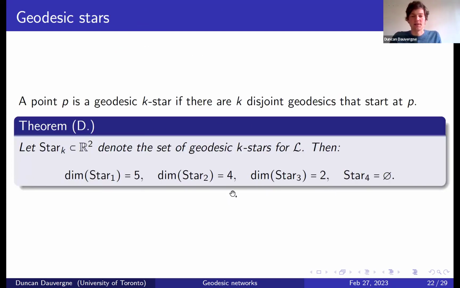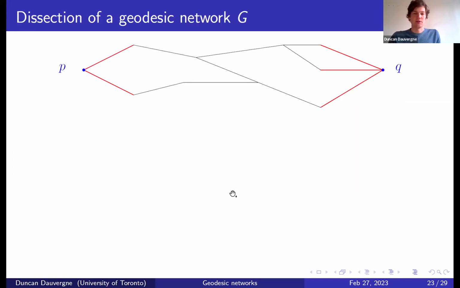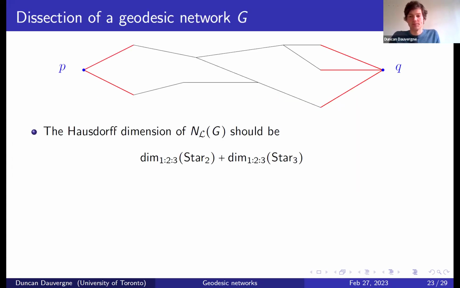Now let's use this theorem to try and guess a Hausdorff dimension formula for an entire network. Based on the theorem, we have a kind of obvious upper bound. If I'm looking at my starting point and my ending point, I can just count the Hausdorff dimension of all the 2 stars and the Hausdorff dimension of all the 3 stars. These networks are going to live in the product of those 2 sets, and so the Hausdorff dimension will be bounded above by the sum of those 2 initial Hausdorff dimensions.